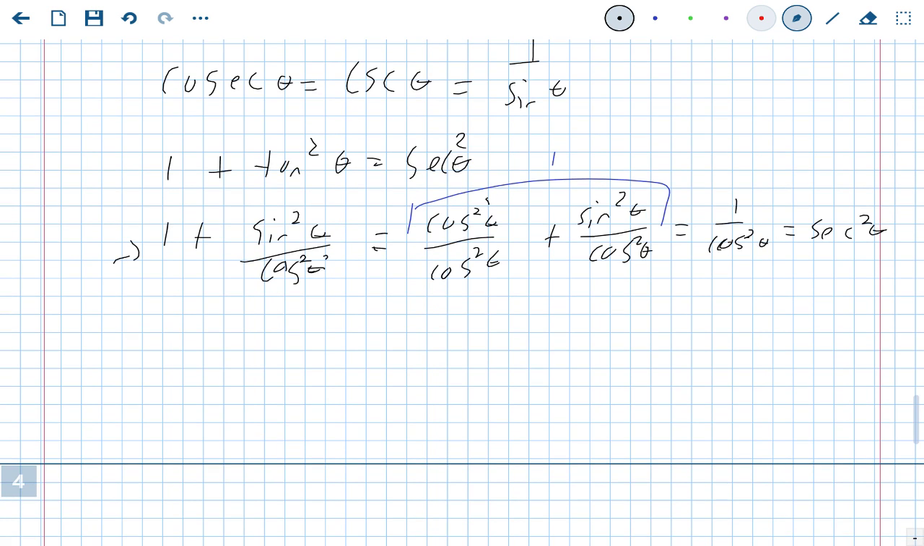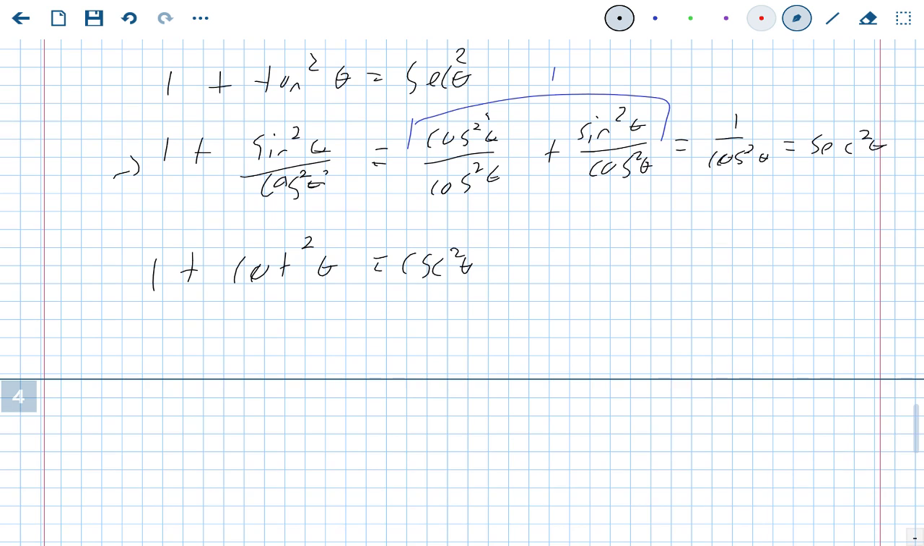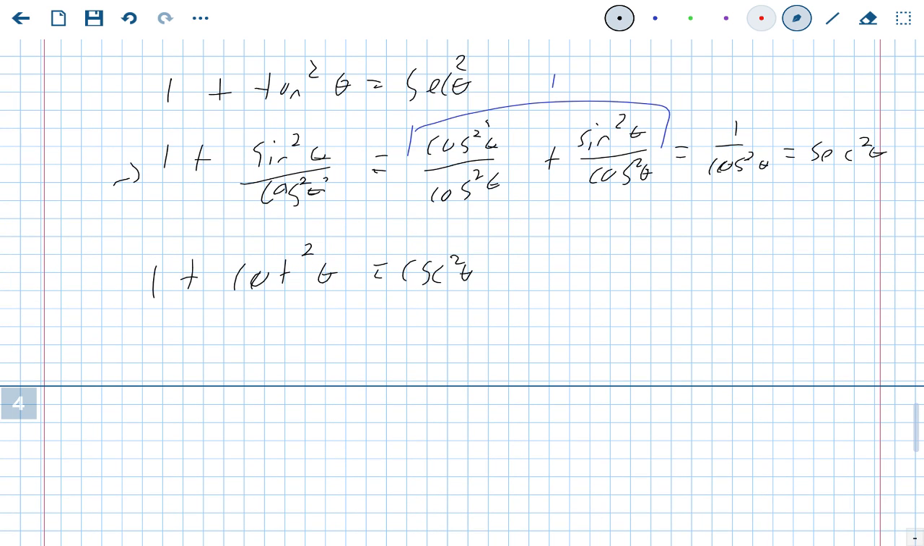It's the same idea with the next one, which is 1 plus cotangent squared of theta is equal to cosecant squared theta. That's essentially it for that. One thing, or actually, I'll get to this after.